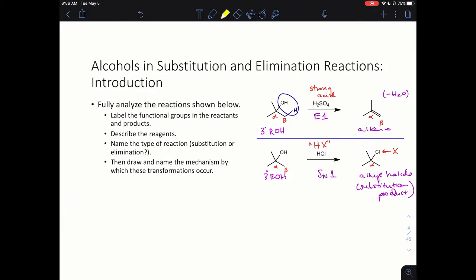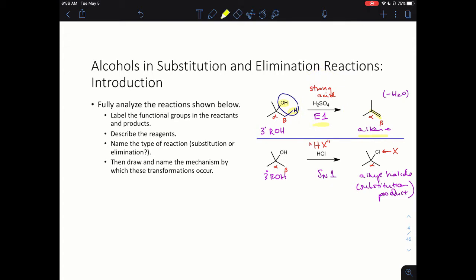All right, so we have an alcohol, a tertiary alcohol in fact, treated with sulfuric acid, a strong acid. This undergoes an E1 elimination to form an alkene. So we have eliminated water, the hydroxyl and the beta hydrogen, to make the alkene.